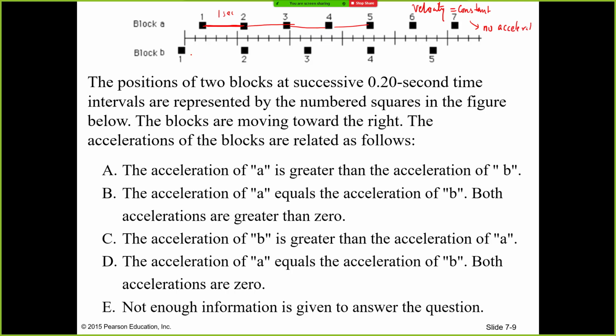Okay. Same thing down here. So same interval in 1 second. For every interval, it covers the same distance. That means velocity is constant. If velocity is constant, that means no acceleration. Okay. So in both cases, acceleration is 0. So yeah, acceleration of A and B are both 0, which is D.